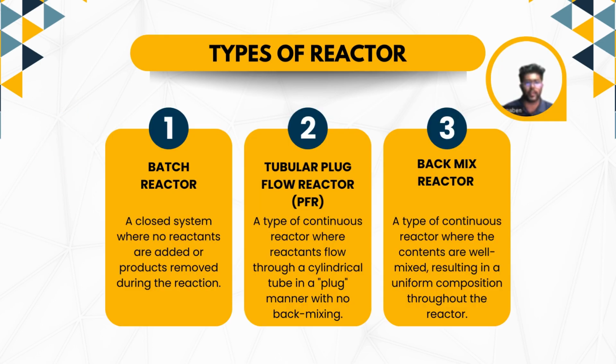Moving on to the next slide, types of reactors. There are three types of reactors which we will be focusing on today. First one is batch reactor, a closed system where no reactants are added or products removed during the reaction. Second is the tubular plug flow reactor (PFR), a type of continuous reactor where reactants flow through a cylindrical tube in a plug manner with no back mixing. The third reactor is back mixing reactor, a type of continuous reactor where the contents are well mixed, resulting in a uniform composition throughout the reactor.